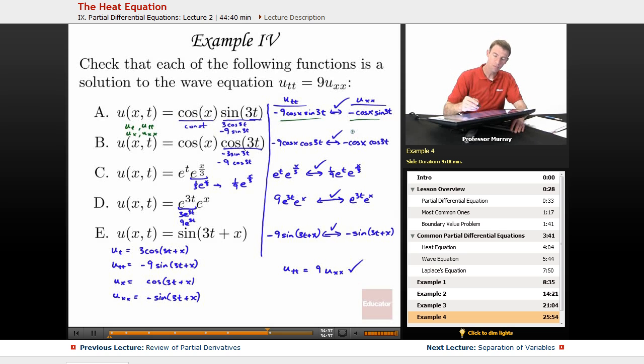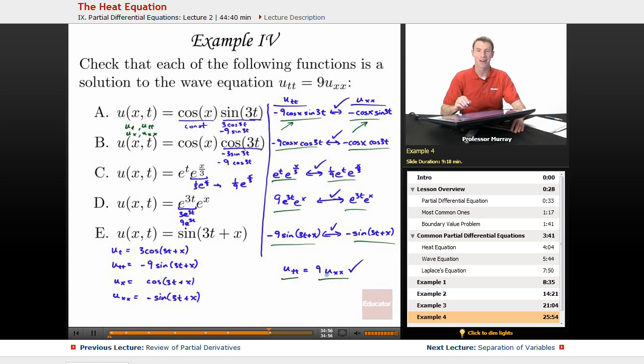So what I did was take the second derivative with respect to t, and the second derivative with respect to x, for each one of these functions, holding the other variable constant each time. Then I checked on each one that what I got on the left for u sub tt really was 9 times what I got on the right for u sub xx. And it worked out in every one, and so I can say that each one of these functions really is a solution to that wave equation.